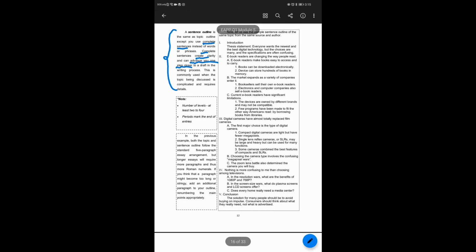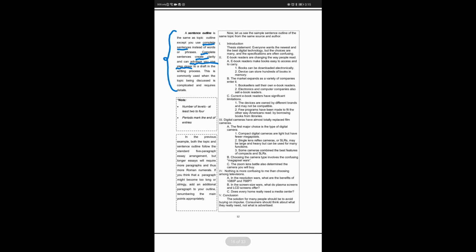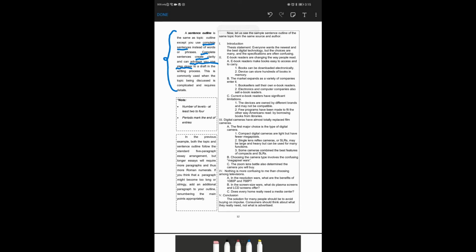Look at this sample sentence outline by Mariah again. It's the same as the one we had in topic outline, but this one, as you can see, it's longer because it's already using complete sentences. Okay? So again, the Roman numeral 1 is the introduction. It just gave us the thesis statement. And then for Roman numeral 2, 3, and 4, ito yung mga subtopics kanina, yung mga main topics.